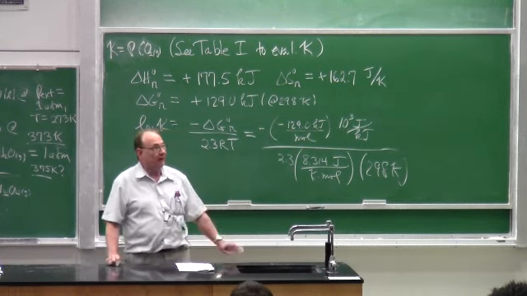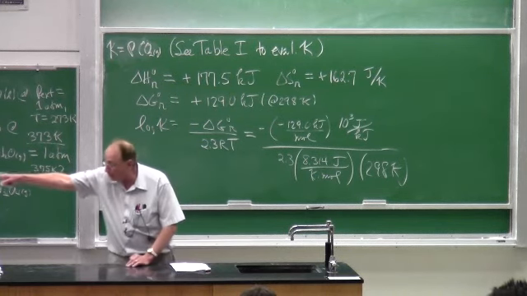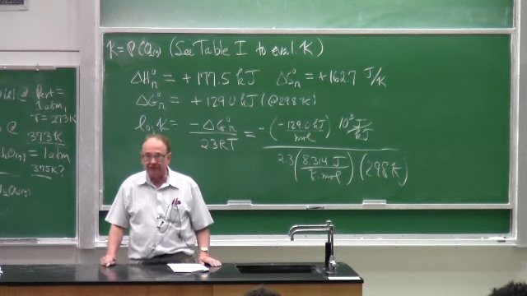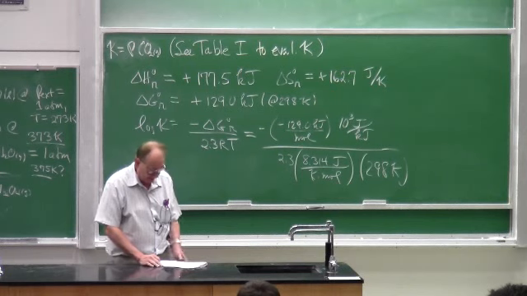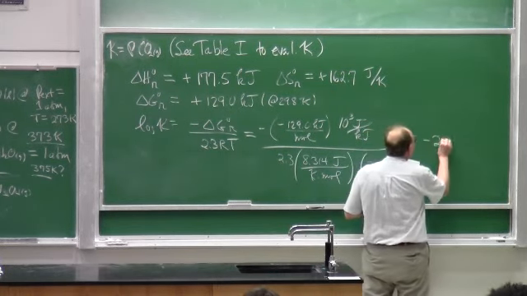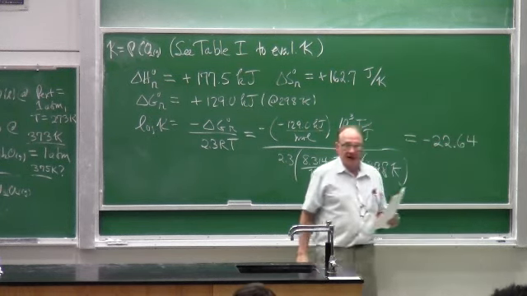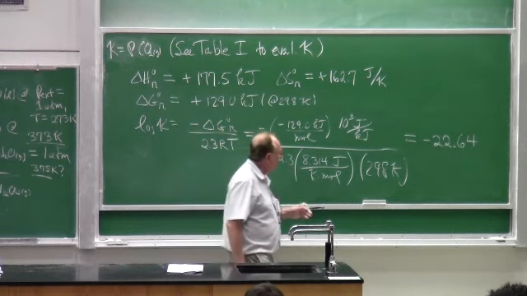And this stuff, as you likely have noticed, is on the information sheet. So is that relationship. I don't hold you responsible for memorizing this stuff, but I do hold you responsible for being able to use it. But you already know that. This grinds to minus 22.64. Why did I do this arithmetic?